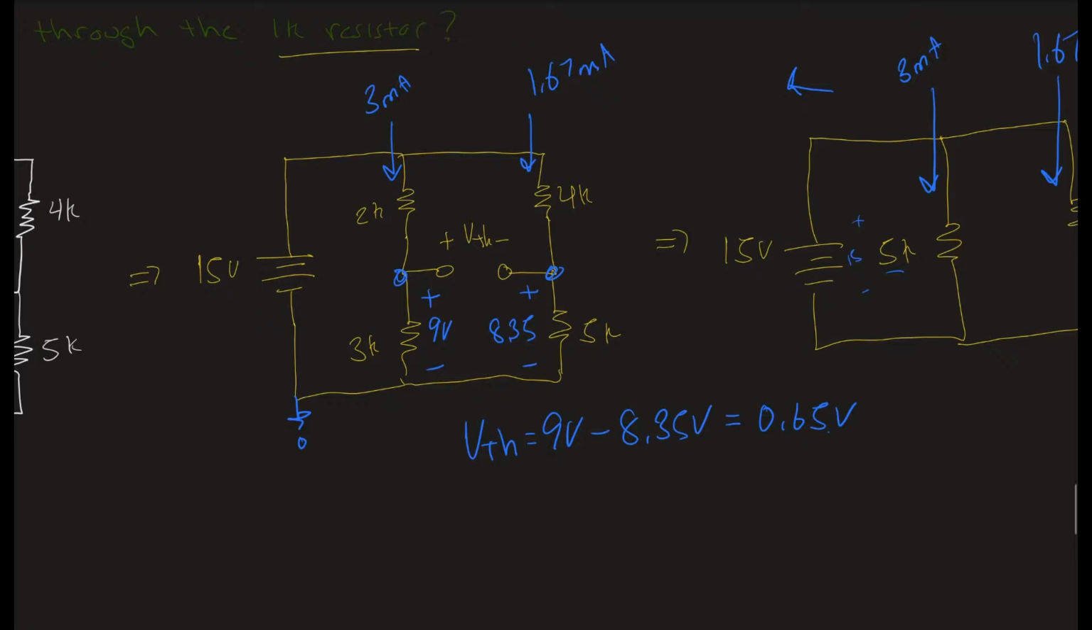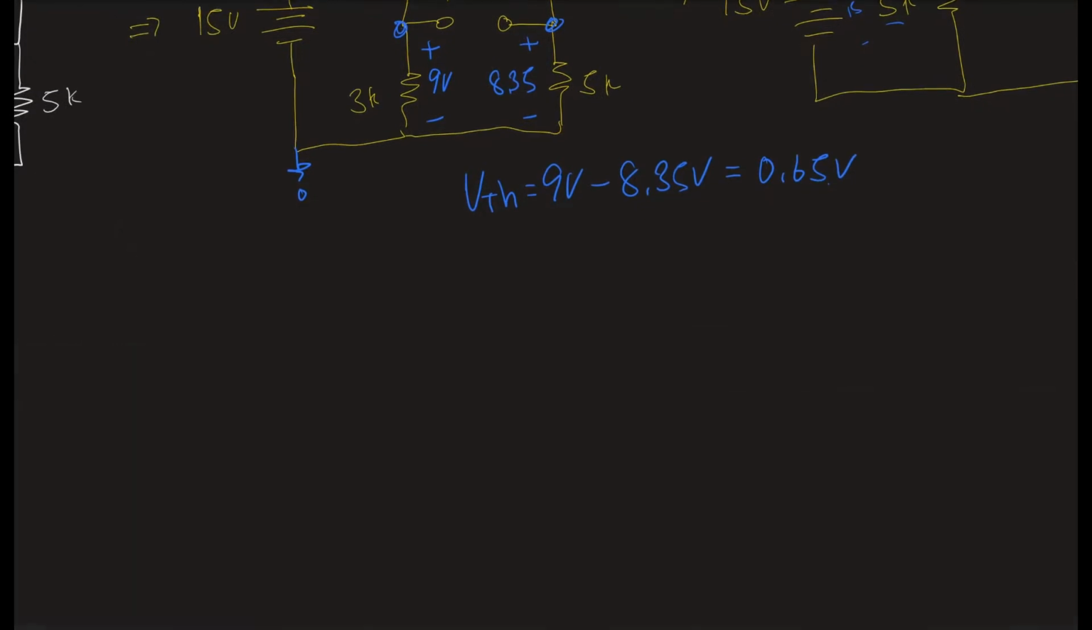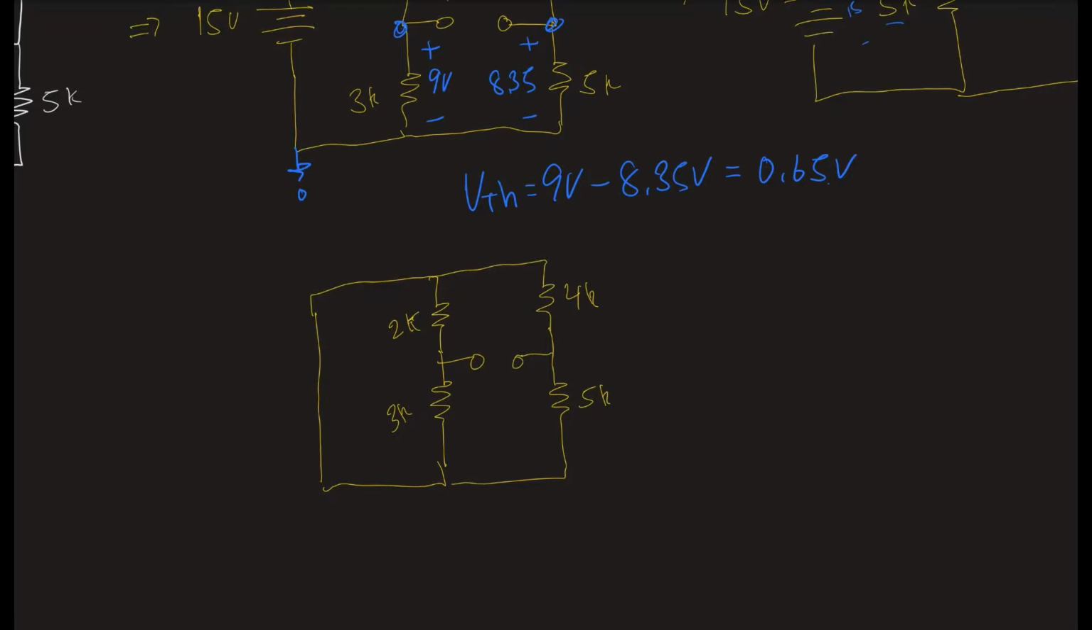Now, let's get the R Thevenin. And this one is way more confusing with this circuit, so make sure you pay attention to this. Again, remember, we short out the 15 volt source. We had 2K here, 3K here, 4K, and 5K. This is probably the most confusing resistance one to calculate, so make sure you pay real close attention.